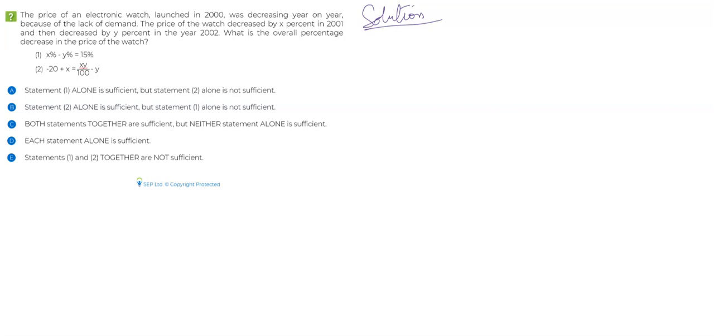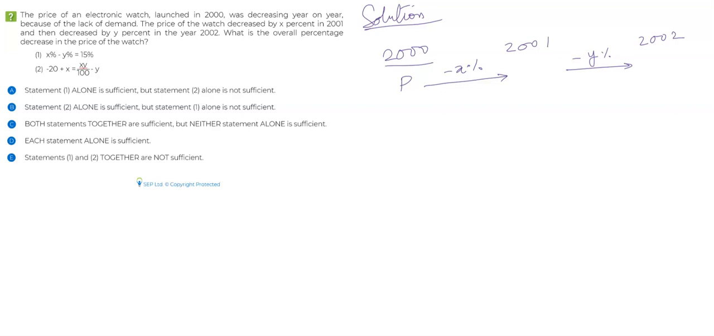So understand in this way that in 2000 the price of the watch was, say, P. Now this price P decreased by X% in 2001 and then it decreased by Y% in 2002. So notice here there are two successive decreases. Now what did we learn in the video lesson about how to approach a question when there are two successive decreases? There are two ways to go about it. I'm going to show both of them.